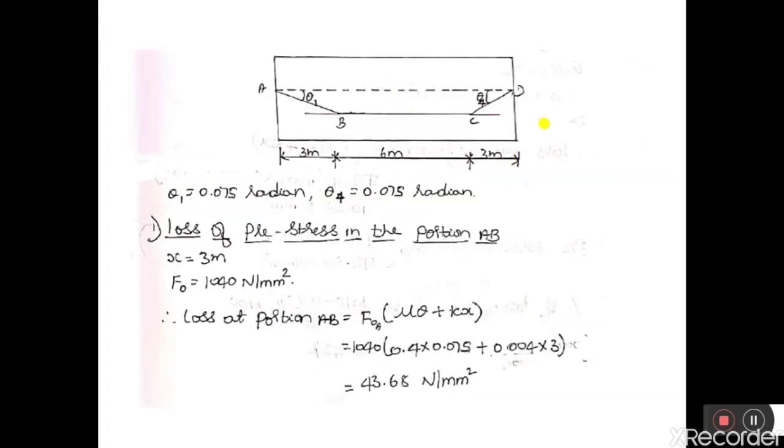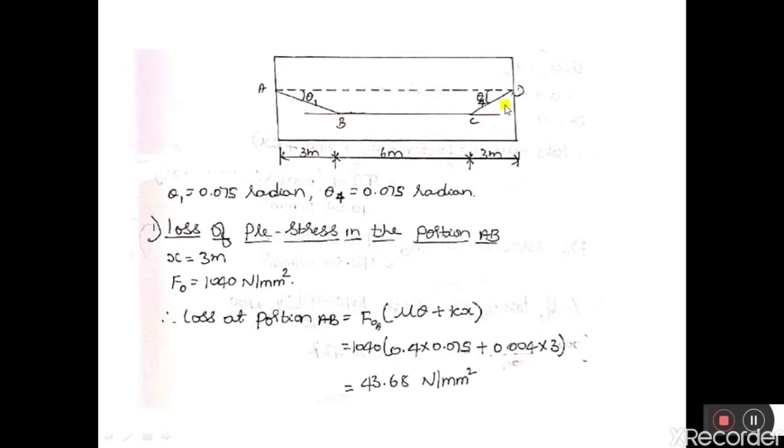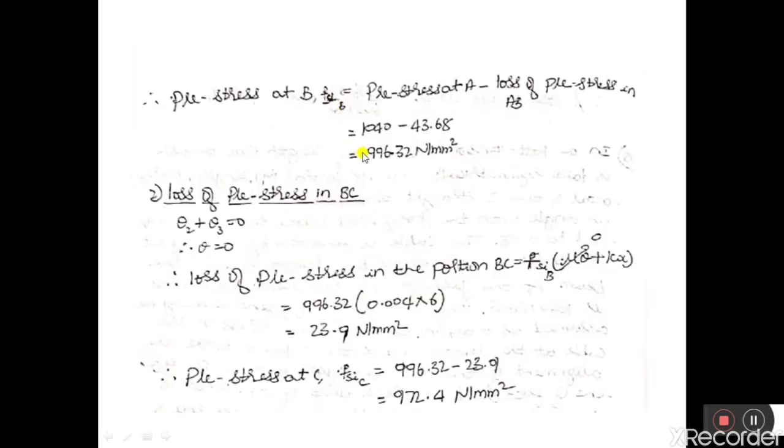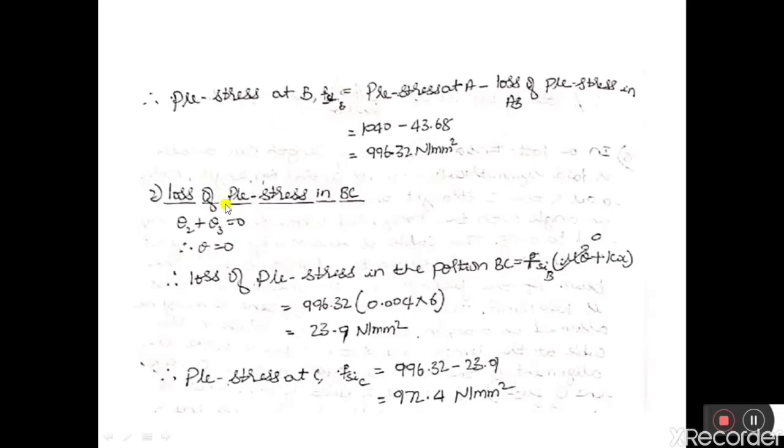Now coming to the next portion, B to C. In the portion B to C, what will be the loss of prestress? I know that at B the available prestress is 996.32 Newton per mm square. What will happen to this prestress by the time it reaches C? What will be the loss between B and C? Let us consider that condition, the loss of prestress in the portion BC.